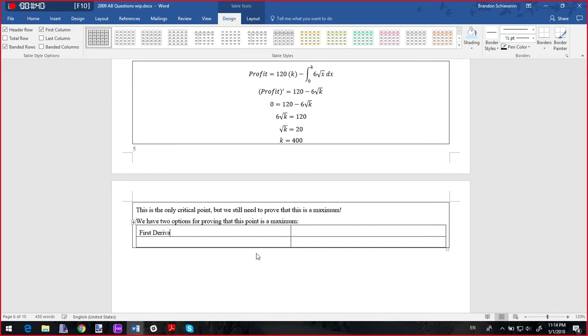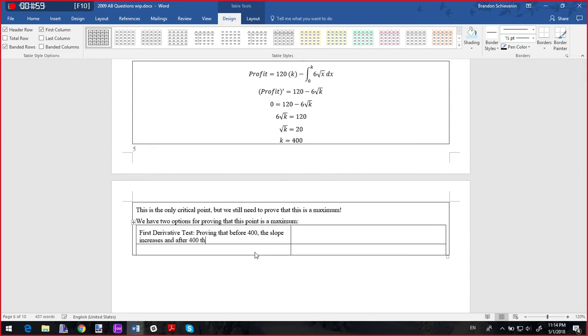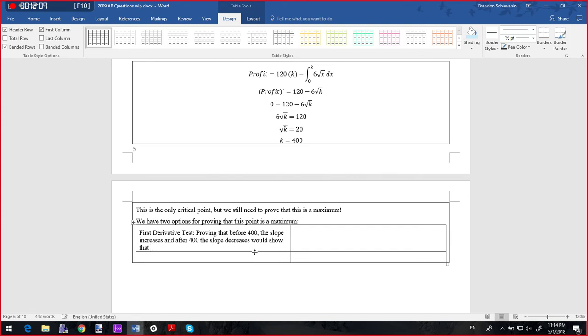A first derivative test, proving that before 400 the slope increases and after 400 the slope decreases, would show that at 400 there must be a maximum since the slope is 0. If I have a point where the slope is 0 and we change from increasing to decreasing, then that must be a maximum. So if I plugged in 2 points that were around 400, it really doesn't matter what points you pick since this is the only critical point, then I could prove that this is a maximum point.